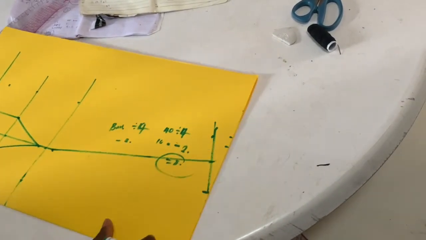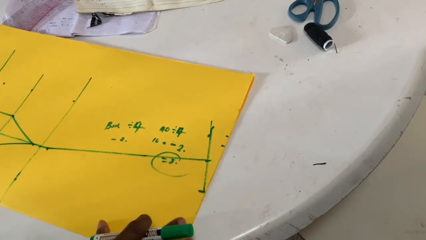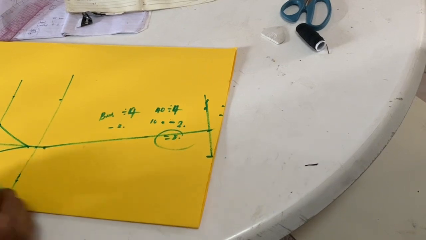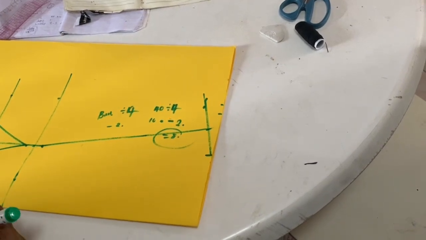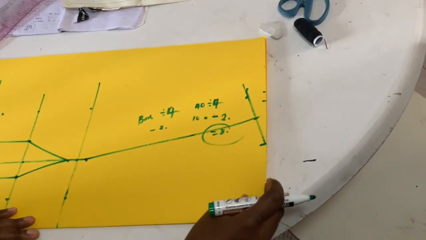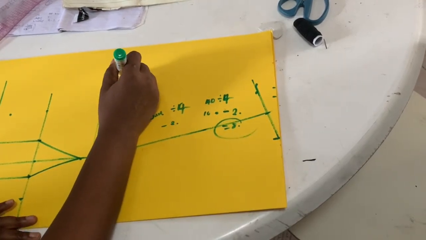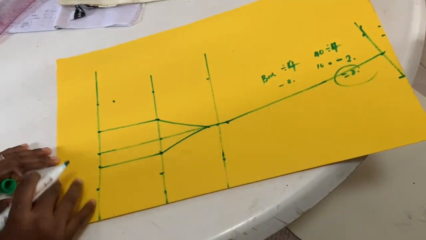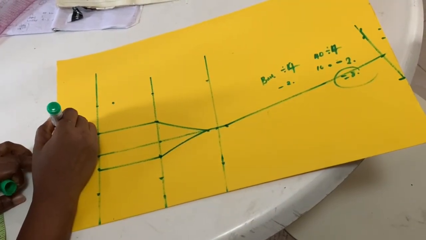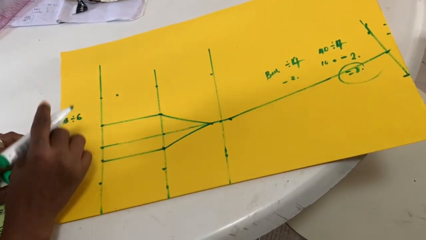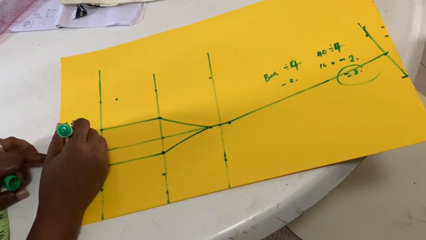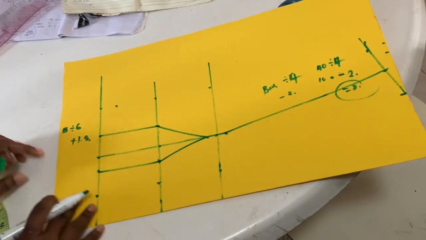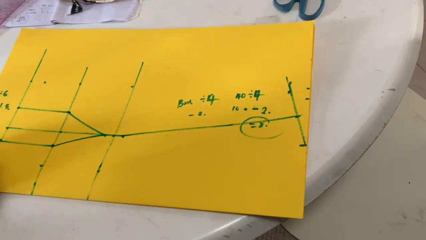So after that, take the armhole measurement also. The armhole measurement is bust. I don't want to litter this place, so let me come down here. The armhole measurement is bust divided by 6 plus 1.5. Bust divided by 6 plus 1.5.